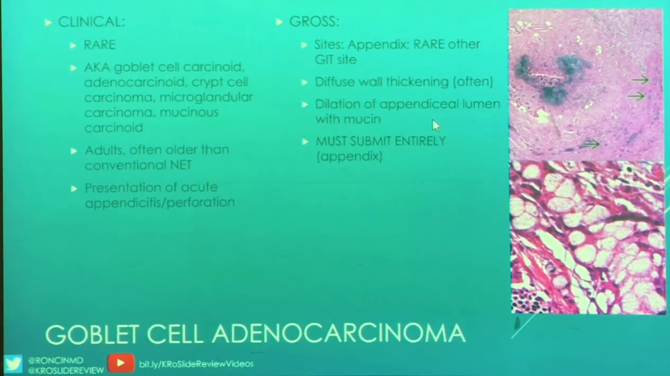So hopefully at this point you can really appreciate how it would be difficult grossly to say, am I looking at a goblet cell adenocarcinoma? Am I looking at an appendiceal mucinous neoplasm? And with all these things, we submit the appendix entirely. So you want to make sure that you're looking at your proximal margin, your distal tip should be bisected, and you serially submit the remainder. But all these nice, beautiful goblet cells.